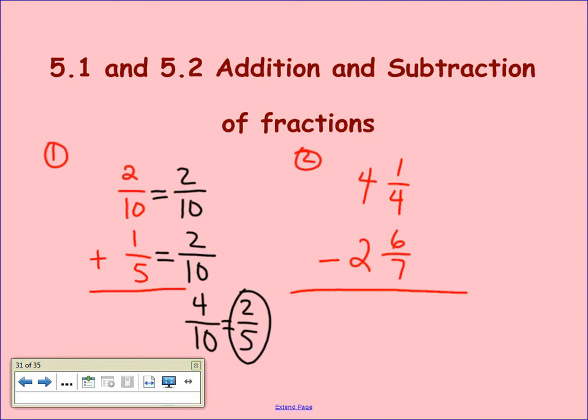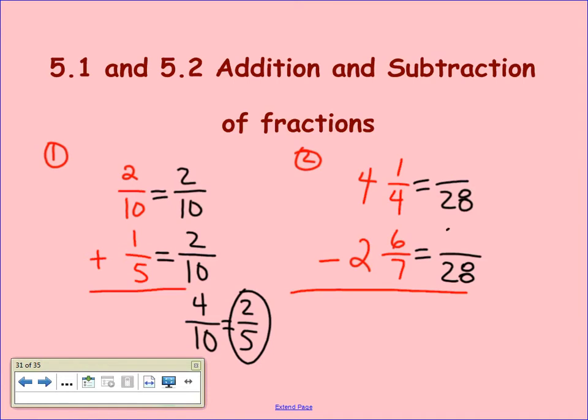Okay, number 2, we're going to take a look at a subtraction problem. Now remember, when you have two proper fractions, just as with addition, it's going to be the same. In this situation where you have two mixed numbers, you're going to follow the same rule. You have to find a common denominator. 7 and 4, 28. Okay, 28. 7 goes into 28 4 times.